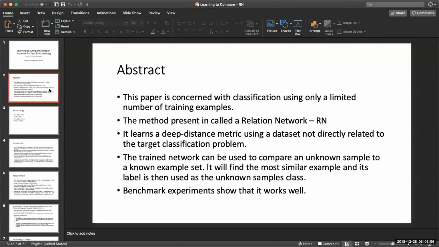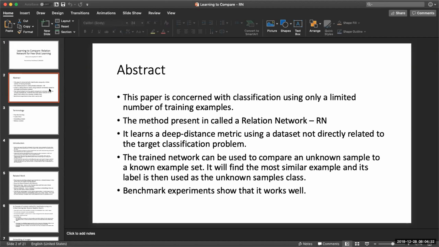Just the abstract that I think is an important way of looking at it. The paper is concerned with classification using only a limited number of training examples. And the method that they name RN, for Relation Network.